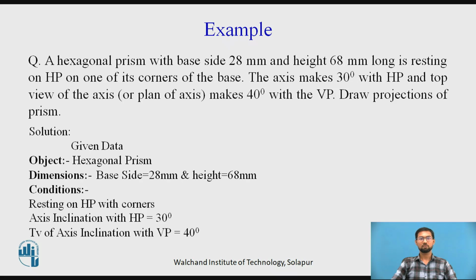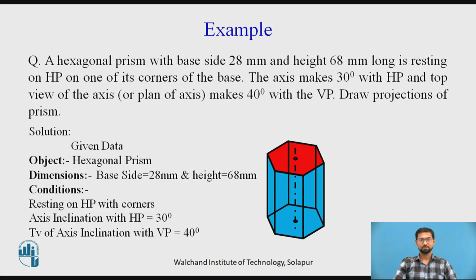The given data of the hexagonal prism. So our object is a hexagonal prism, which will look like this. It has a base which looks like a hexagon, with 28 mm side. It is a regular hexagonal prism and the height is 68 mm. Here the height of the prism is nothing but the axis height of the prism. Then we will move ahead with the conditions of the prism that are given in the example.